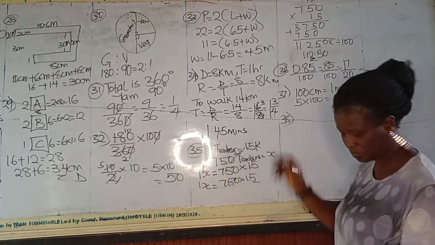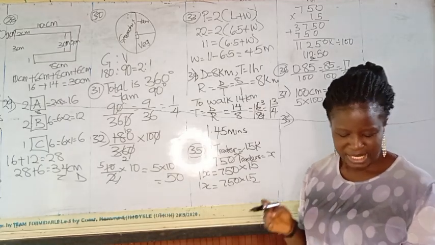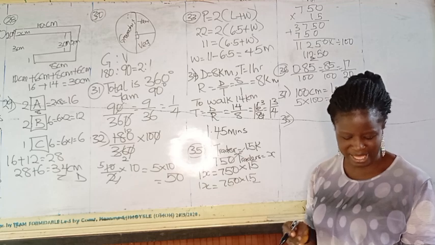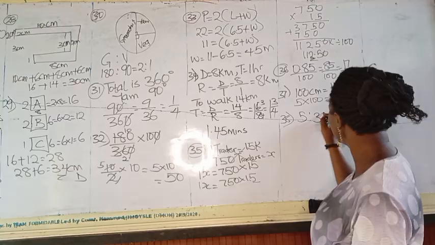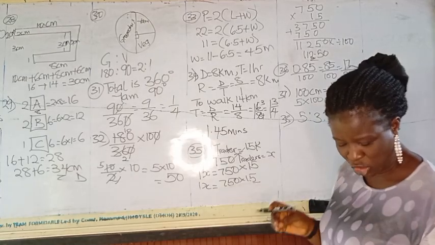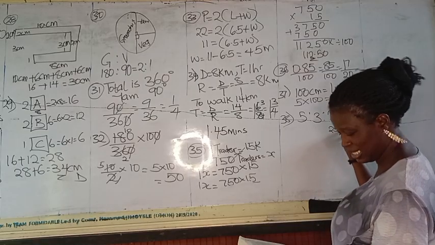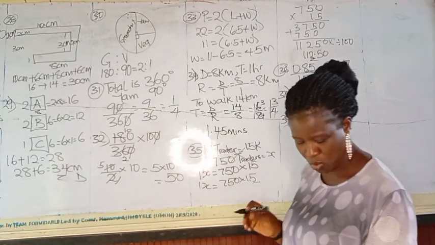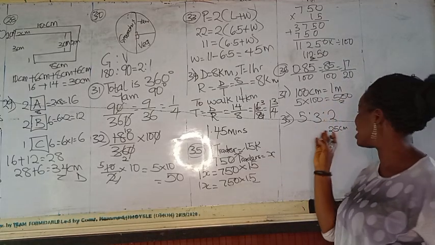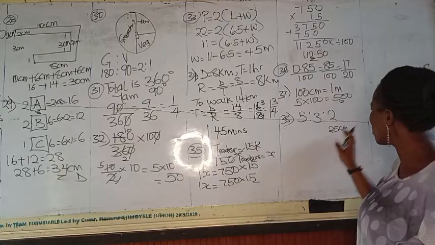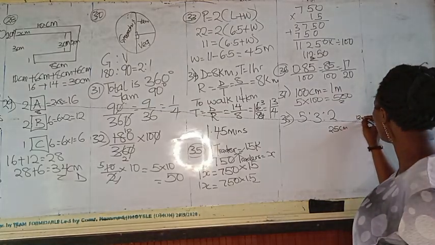Number 38 question. A rod was cut into 3 pieces. The lengths of the 3 pieces are in the ratio 5:3:2. If the shortest is 25 centimeters, how long was the rod? So this is what we are going to do. They've given us the shortest, which is 25. So for us to get 1, it will be 25 divided by 2, which is equal to 12.5.